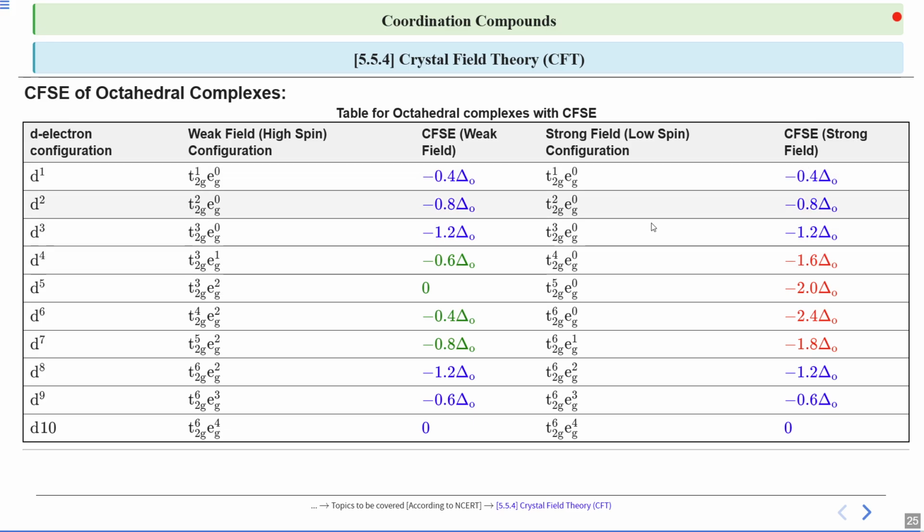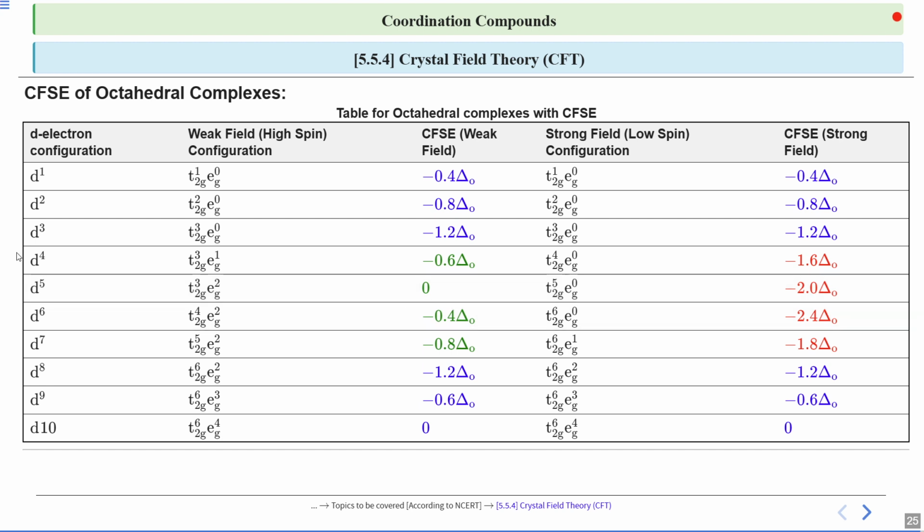Similarly, if you observe the change, we have for the d5, the weak field configuration is t2g3 eg2. Every higher and lower energy orbital is going to be occupied singly by the electrons, right? For it, the CFSE is 0. But if you are considering the strong field and the configuration is t2g5 eg0, that means every electron is occupying the lower energy orbital t2g, then the CFSE will be minus 2.0 delta naught, right?